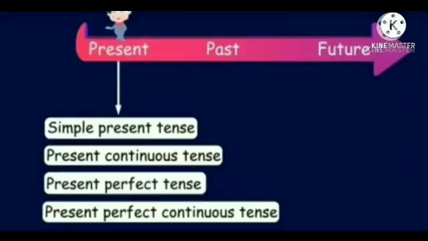Present tense. So children, present tense is further classified into four types: simple present tense, present continuous tense, present perfect tense and present perfect continuous tense. So, we are going to learn the present tense in detail. For that, we need to revise the forms of verbs. There are 5 forms of verbs.